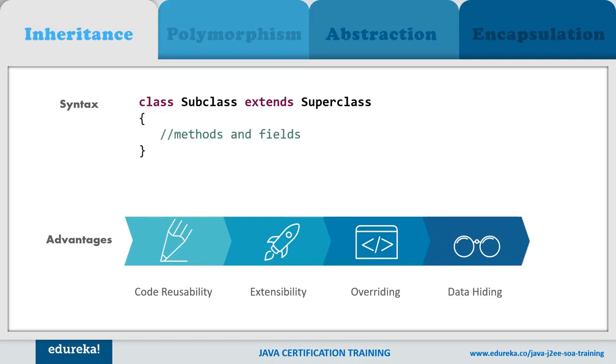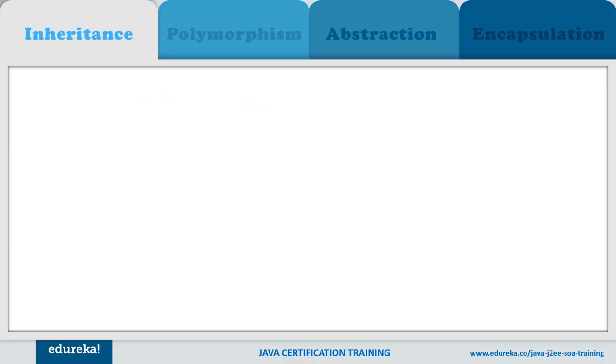So we are reusing the code, having extensibility. We are using overriding. We even have the feature to hide the data. If you privatize any attribute, you won't be able to inherit it. So we have different types of inheritance.